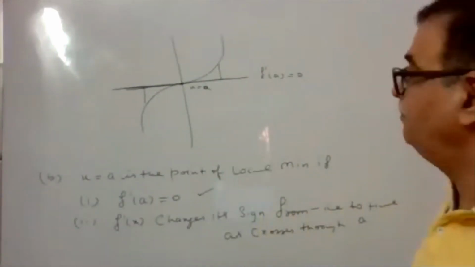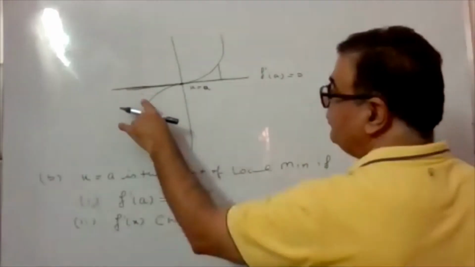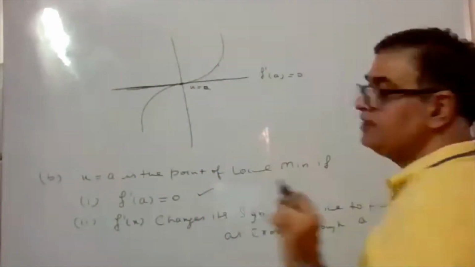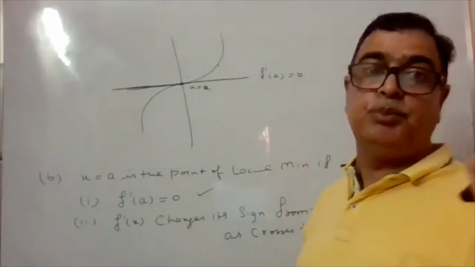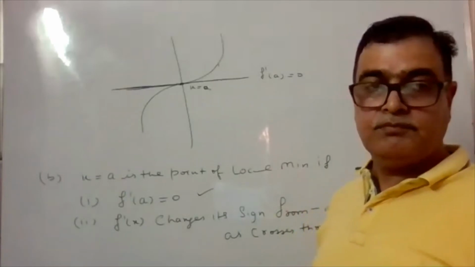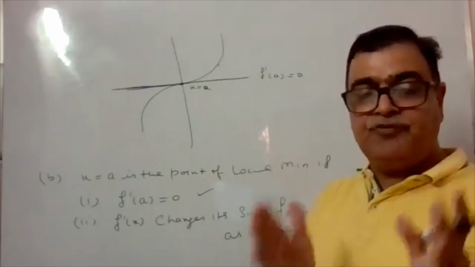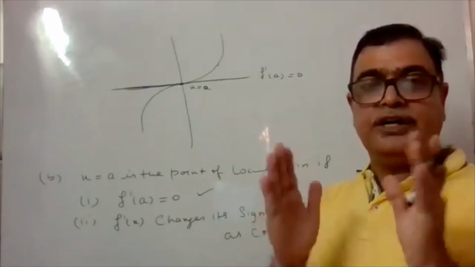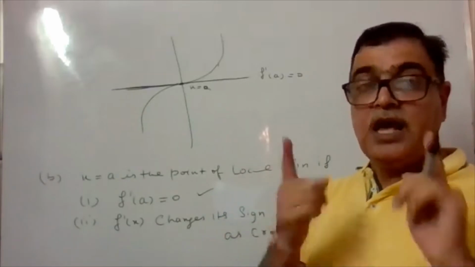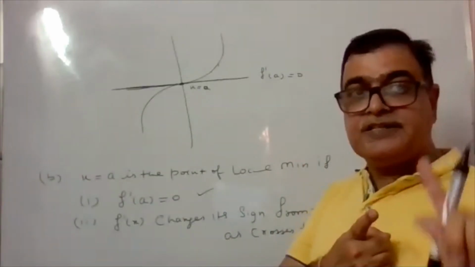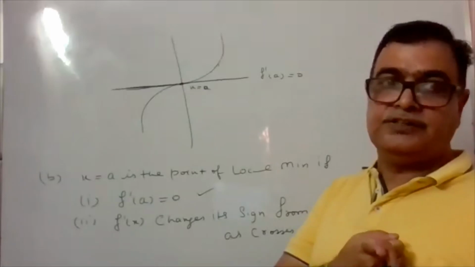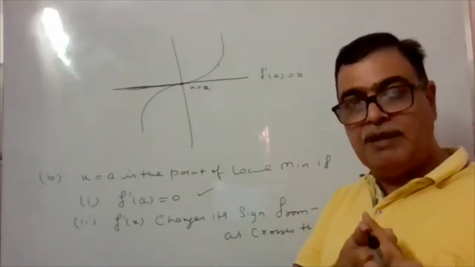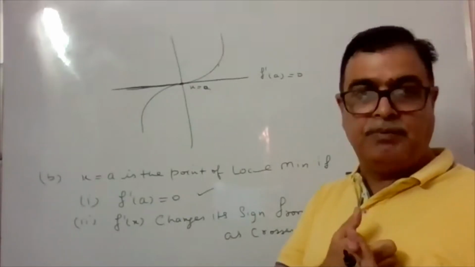a is coming 0. So this is the point where f dash a is equal to 0, but this is the point which is neither maximum nor minimum. The point where f dash a is coming 0, or the tangent is parallel to the x-axis, but it is neither increasing nor decreasing, or we'll say neither local maximum nor local minimum.